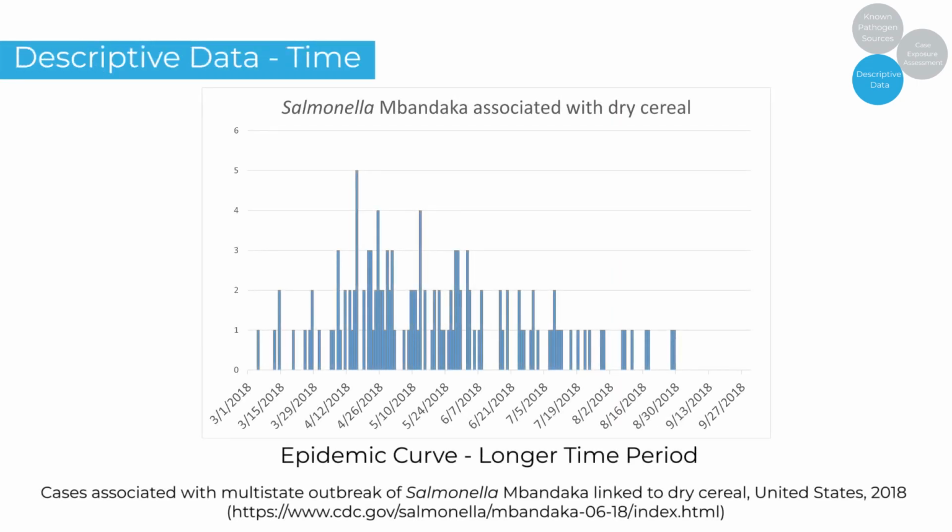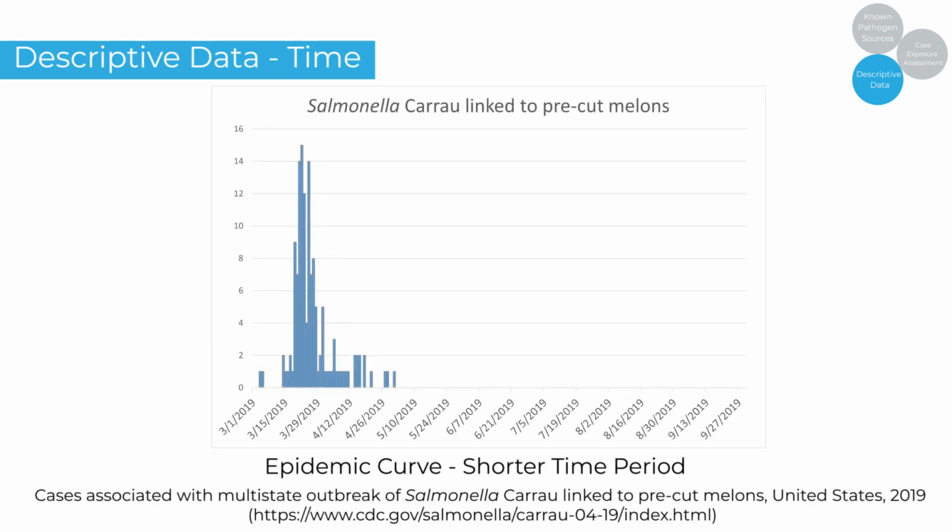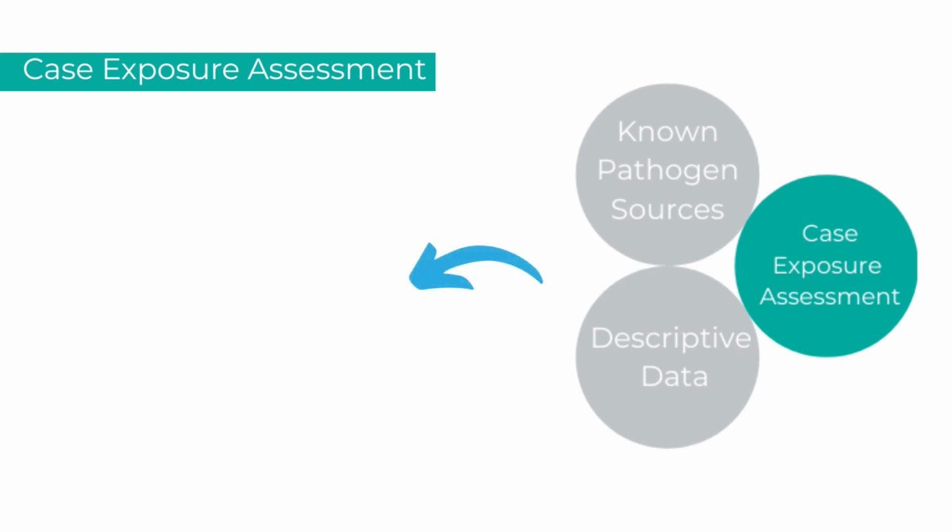Time characteristics, displayed by the shape and pattern of an epidemic curve, can provide clues about the shelf life of a product and/or the duration of harvest of a contaminated field. For example, cases spread over a longer time period may suggest a shelf-stable or frozen food item, ongoing contamination in a food processing plant, or other sustained mechanism of contamination. Conversely, cases with illness onset dates spread over a short period of time may suggest a perishable item, such as fresh produce. The third piece of information is case exposure assessments or case interviews.